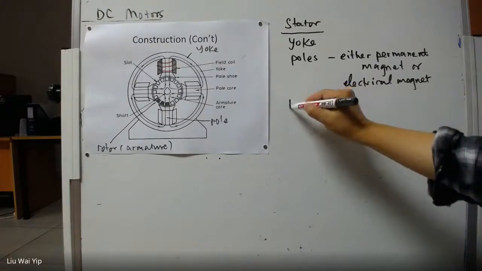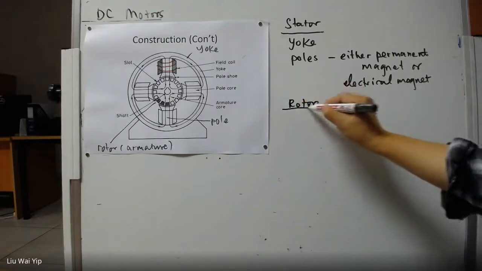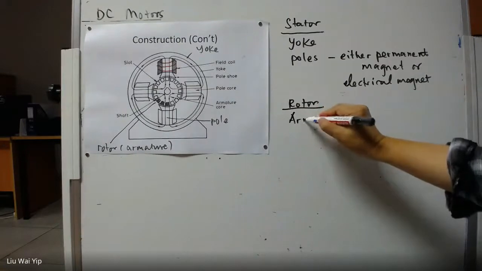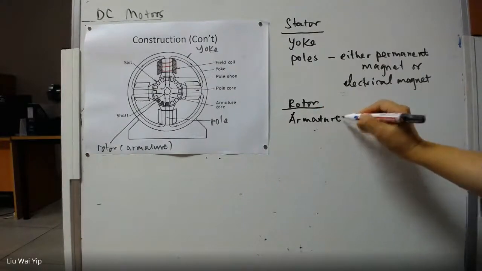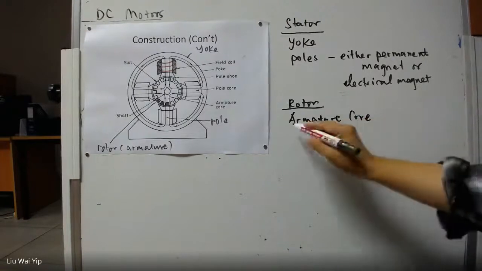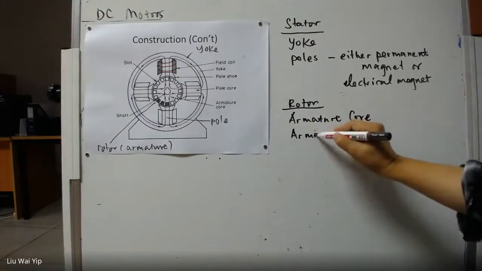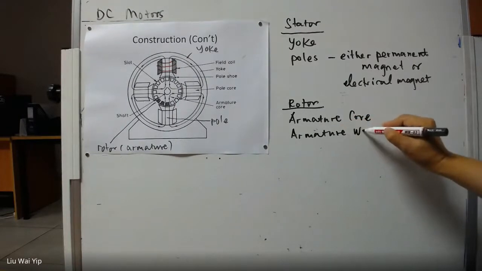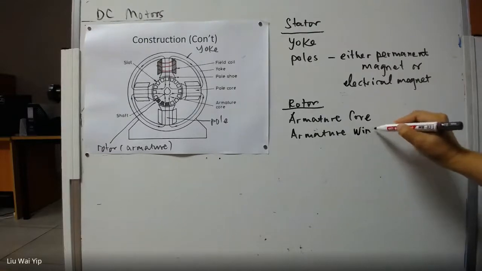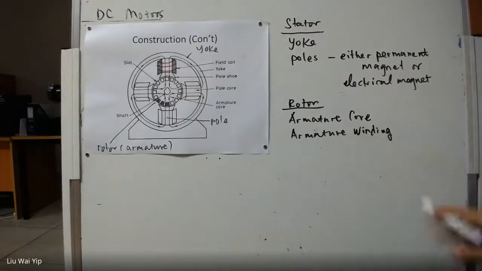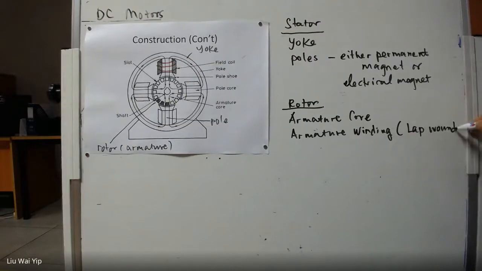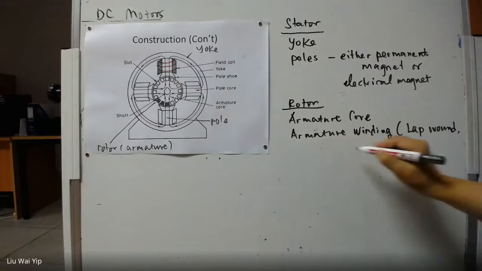And it also has a rotor. The rotor will contain the armature core and the armature winding. And this winding can be lap wound or wave wound.